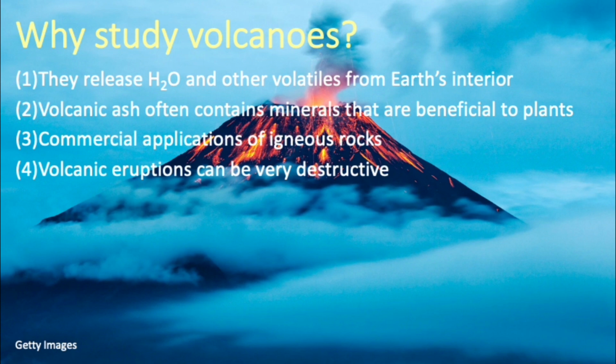Furthermore, volcanic ash often contains minerals that are beneficial to plants. So in a large-scale eruption, you can have ash that travels very far from the volcano and gets incorporated into the soil. And if you have many volcanic explosions or eruptions over a long period of time, basically you can cover much of the earth with at least some sort of volcanic ash that is then incorporated into the soil, which lets plants actually grow in the soil.